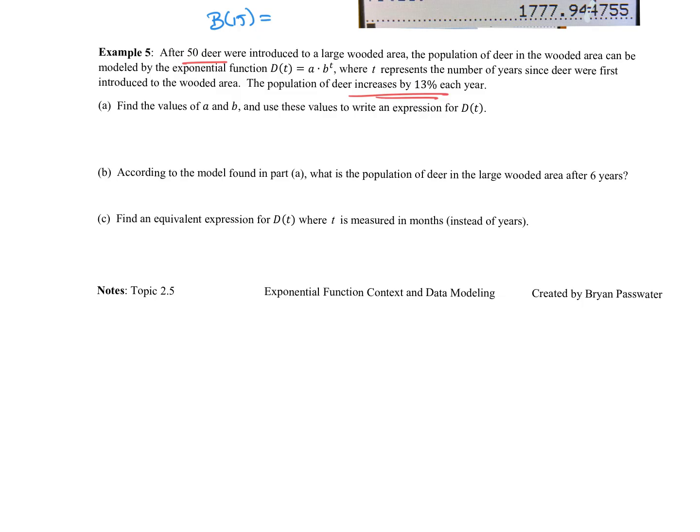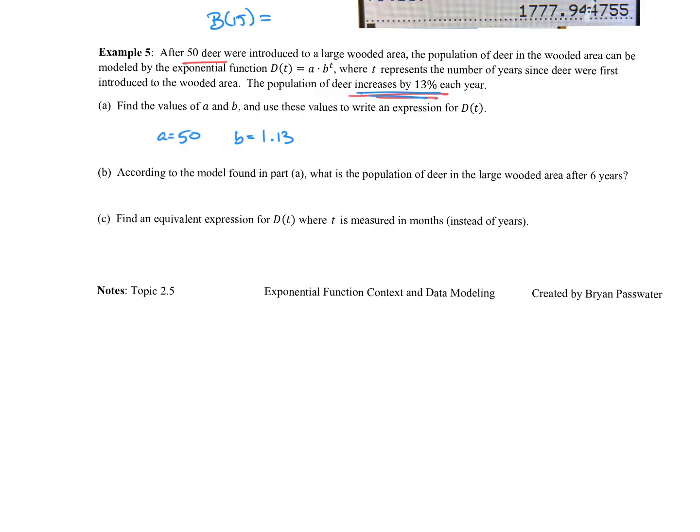So what is my a? It's my initial population of deer, so a is 50, because really my ordered pair would be (0, 50). Now my b is my growth rate, my ratio. It says the deer increase by 13% each year, so I put 1.13. So my b is 1.13. Where did the 1 come from? Because that's already at 100%.